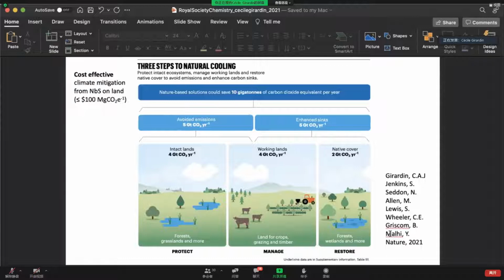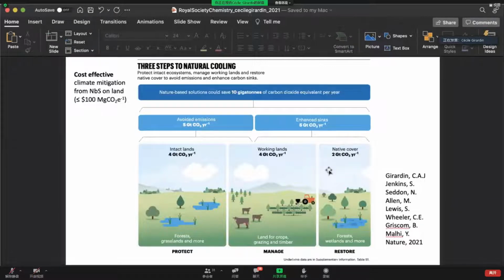at a cost-effective rate. It's important to understand that this is at a cost-effective rate of less than $100 per megagram CO2 equivalent per year. Half of this comes from avoided emissions and half comes from enhanced sinks. It's important to understand this division because when we're talking about reaching net zero, we can't say it enough, the priority is keeping fossil fuels in the ground. That means decarbonizing our economy at an unprecedented rate, as well as avoiding emissions from land degradation.